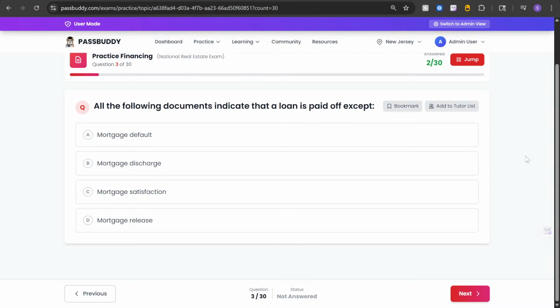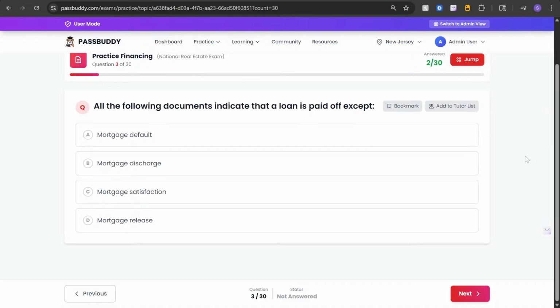All the following documents indicate a loan is paid off except mortgage default, mortgage discharge, mortgage satisfaction, or mortgage release. So what say you? What say you in the chat? Okay, for those of you who are here with me live. So is it going to be a default, a discharge, a satisfaction, or a release?